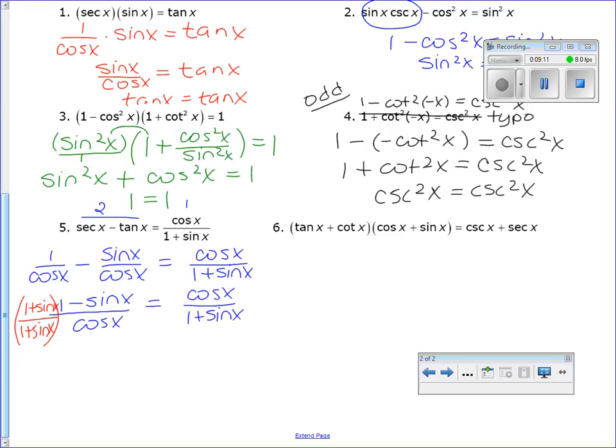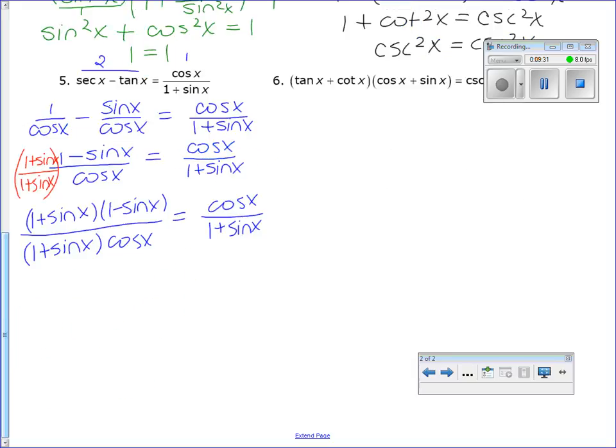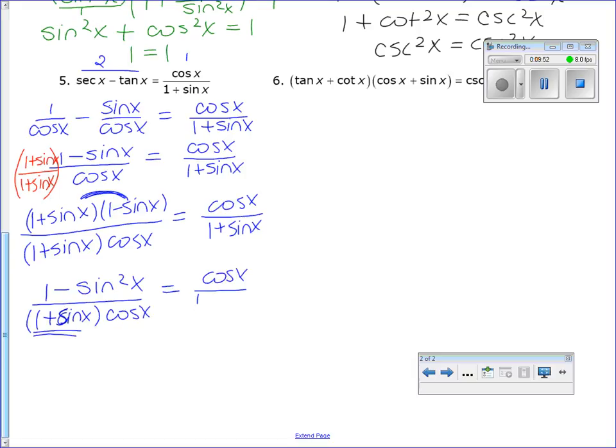All right, so what do I have there? I've got 1 plus sine x times 1 minus sine x all over 1 plus sine x times cosine x, and that equals cosine x over 1 plus sine x. All right, here we go. I'm going to actually multiply these two. These are a difference of perfect squares. So I've got 1 minus sine squared x here. Notice I did not multiply in the denominator, and I don't want to because I want to see the 1 plus sine x. That's the denominator I want.